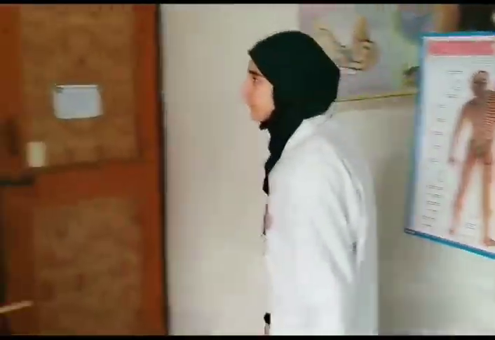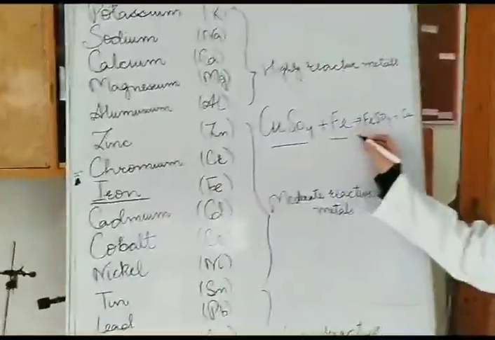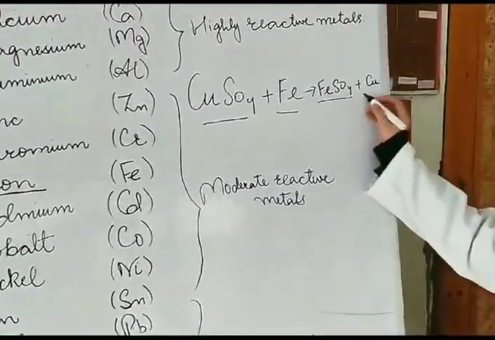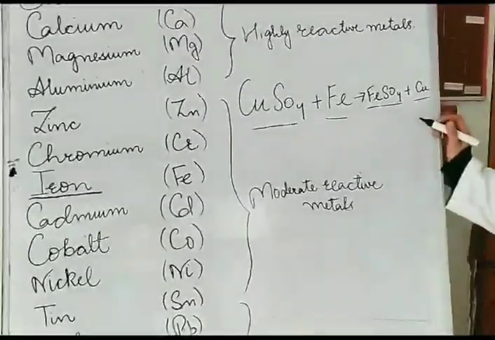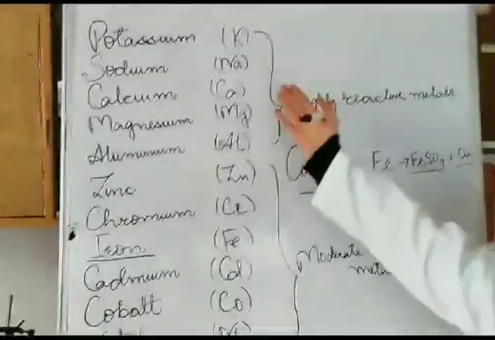So today our reaction is copper sulfate solution plus iron. For that we should move on the board. So here it's copper sulfate solution plus iron, which gives us iron sulfate plus copper. So the question is how copper gets displaced by iron. So for this we should go to the reactivity series.